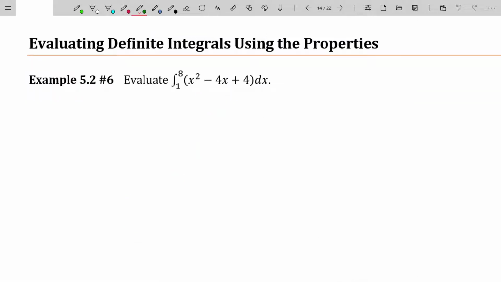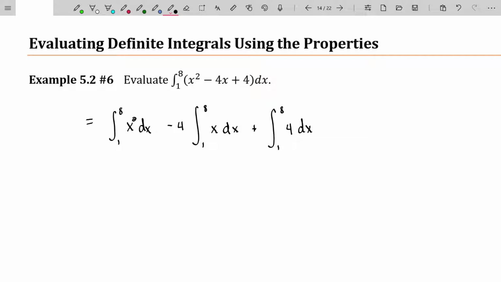And this problem specifically is going to use a few other details. So we're going to evaluate this. This is a little bit of using the properties and using limits. So we happen to know that this can be written as the definite integral from 1 to 8 of x squared dx. Don't forget that dx, which I almost didn't write in there. You should always write that. Minus 4, it's supposed to be a 4, times the integral from 1 to 8 of x dx plus the integral from 1 to 8 of 4 dx.